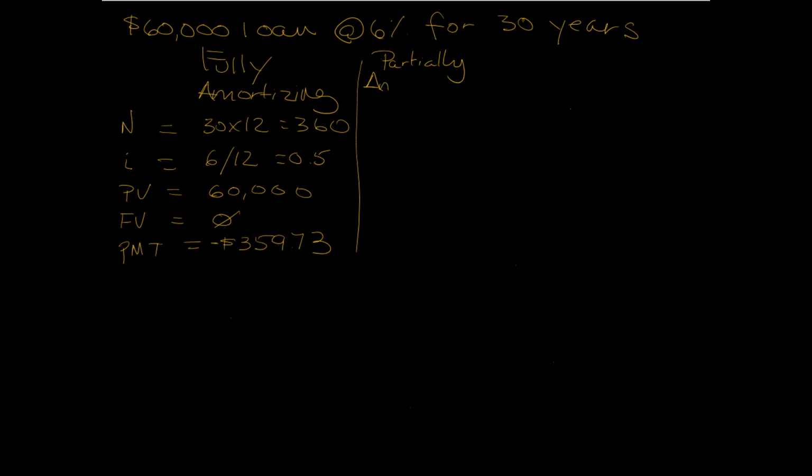Now, what about a zero amortizing or interest-only loan? So if we still have our $60,000 6% 30-year loan, but it's zero amortizing, N is still going to be 30 times 12 or 360. I is still going to be 6 divided by 12 or 0.5. The present value is still going to be $60,000. But now the future value is going to be negative $60,000 because we haven't paid any principal over the life of the loan. We've only made interest payments. So now if we solve for the payment, it's negative $300.